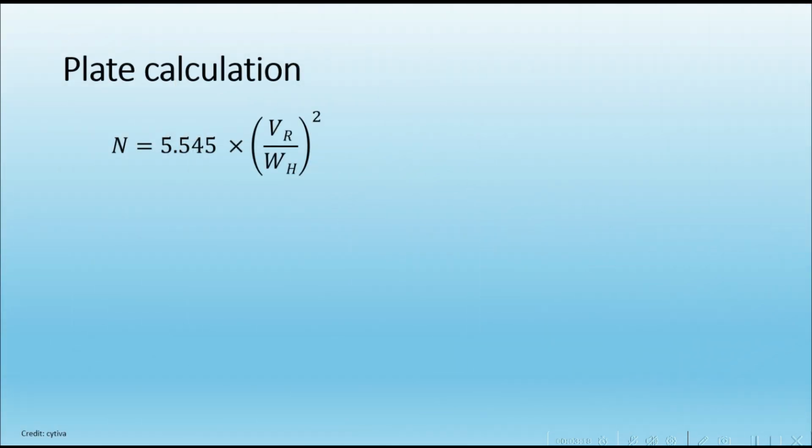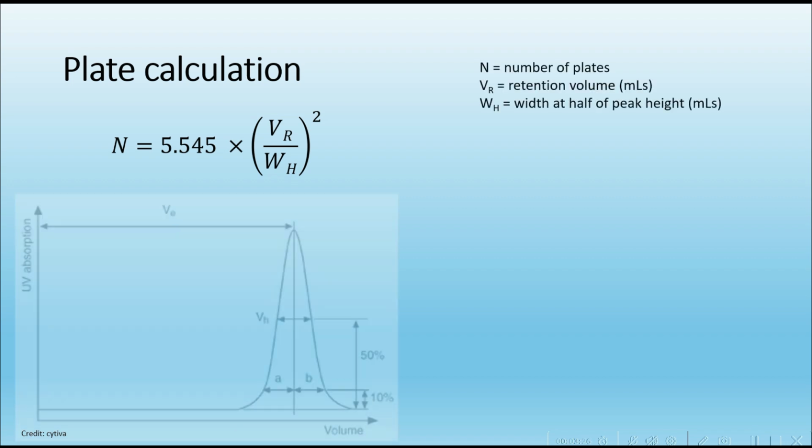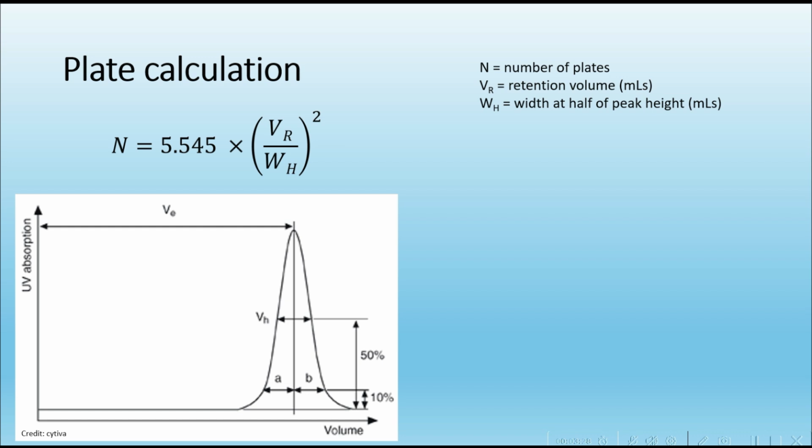We can calculate plates using this equation where N is the number of plates per meter. VR is the volume of mils of the peak retention time. WH is the width at half the peak height. HETP is the inverse of N, so HETP equals 1 over N.